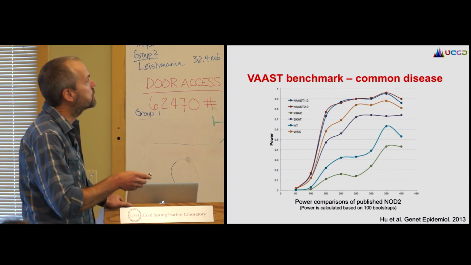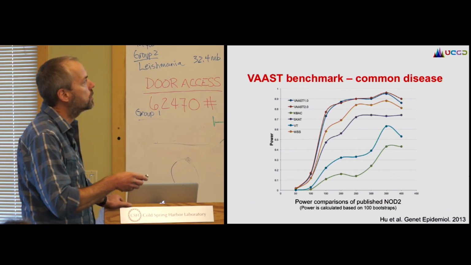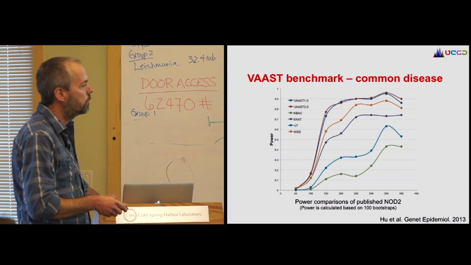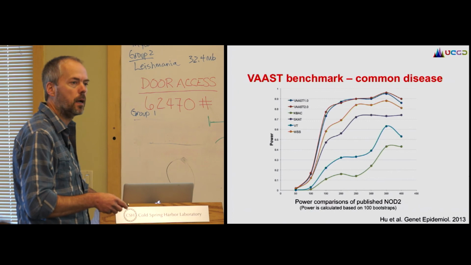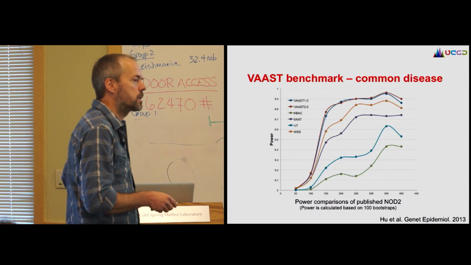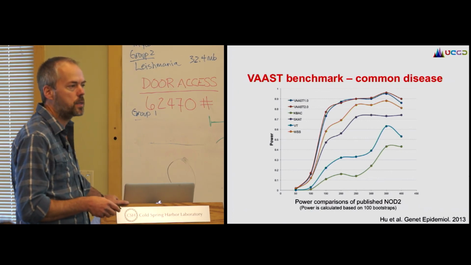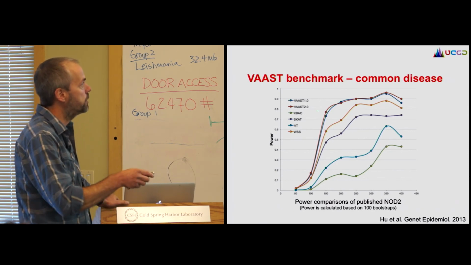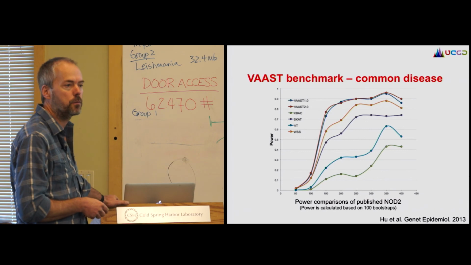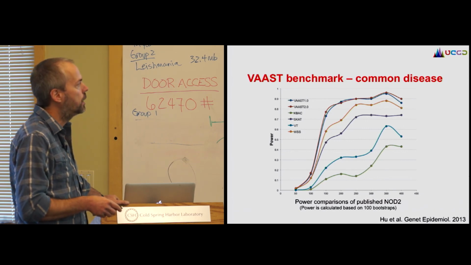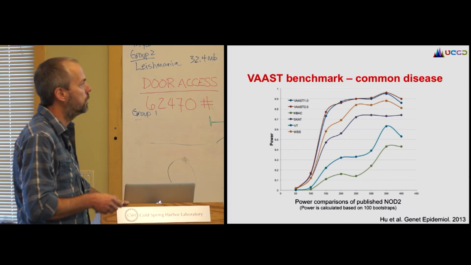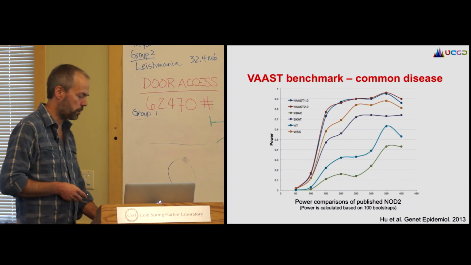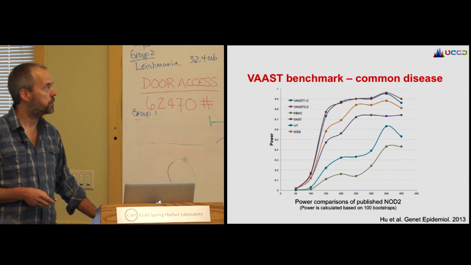VAAST and VAAST2 are here along the top, and we can see that, with alleles and a causative locus that's considered to be fairly common disease-like in the population, when we're out to 100, 150 individuals, VAAST is starting to gain really good power, whereas some of the other tools were not doing quite so well and needed a larger number of genomes sampled to produce the same kind of power.